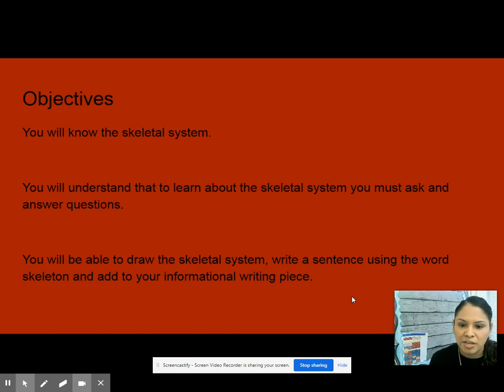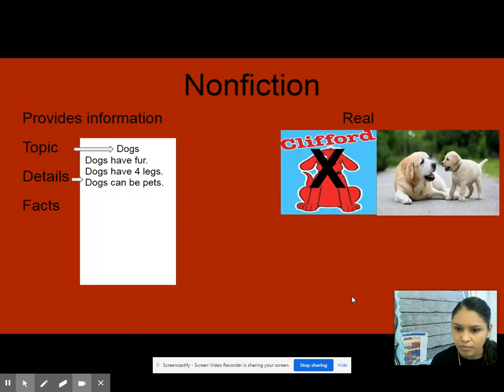For today, our objectives are: we will know the skeletal system, and you will understand that to learn about the skeletal system, you must ask and answer questions. So you need to be ready to ask questions and answer questions. You will be able to draw the skeletal system, write a sentence using the word skeleton, and add to your information a writing piece. So we want to write something about what we learned in this lesson.